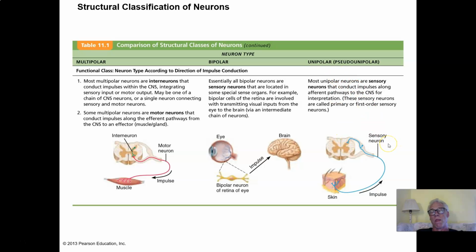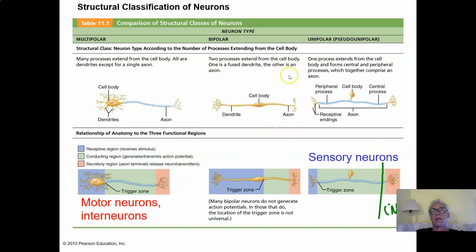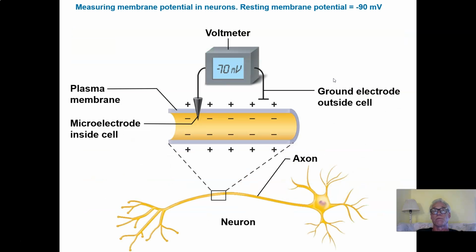So it's pretty cool. You've noticed probably by now that I'm ignoring this middle column right here. We'll only talk about bipolar neurons when we talk about special senses, hearing and vision. That's the only time we're ever going to encounter any bipolar neurons. So let's ignore them for now. Just focus on multipolar neurons and unipolar neurons.